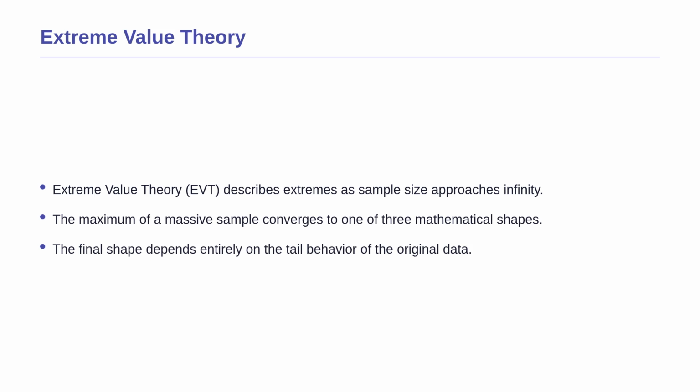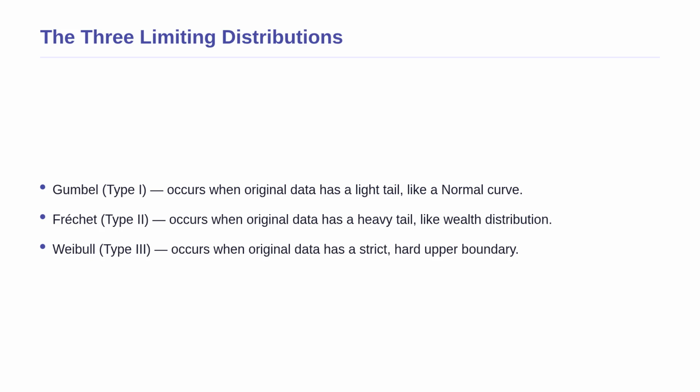Just as the central limit theorem tells us that averages form a bell curve, extreme value theory tells us that the maximum of a massive sample will always converge to one of 3 specific mathematical shapes. The shape it chooses depends entirely on the tail behavior of the original data, meaning how quickly the probability drops to 0. Depending on that tail behavior we just discussed, the data will settle into one of 3 categories.